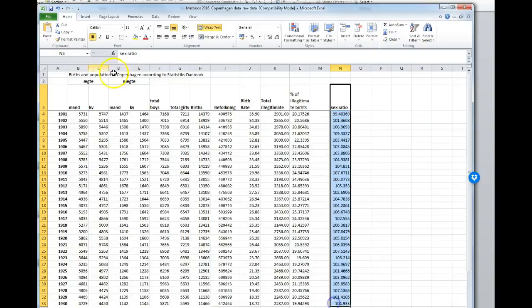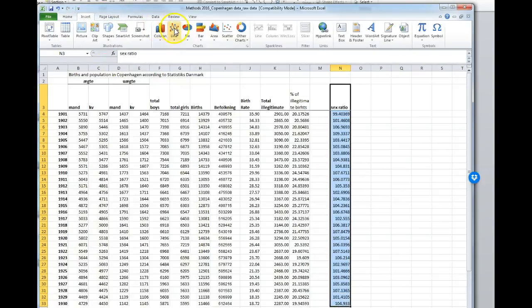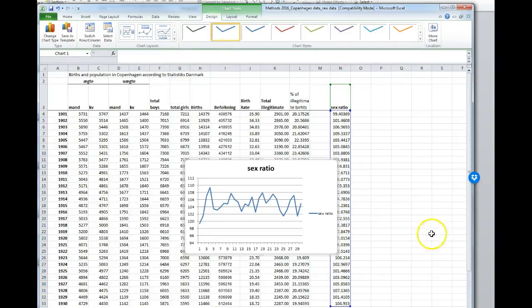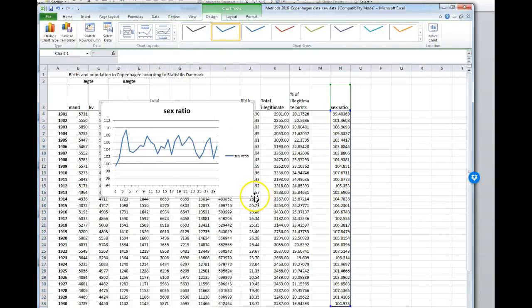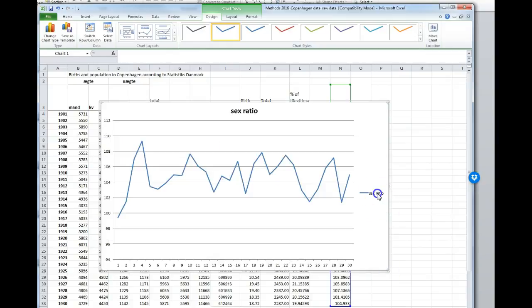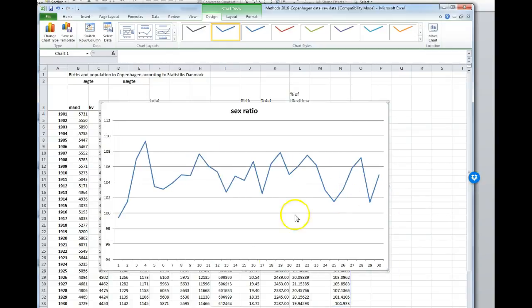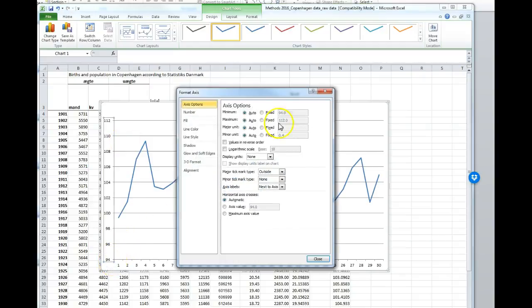So what we can do is just plot it and see how it looks. And here we go. See that automatically Excel has decided the scale for us, and here it goes from 94 to 112, which seems to say that there's a huge difference between them. But think about the scale. Maybe you can actually change the scale.